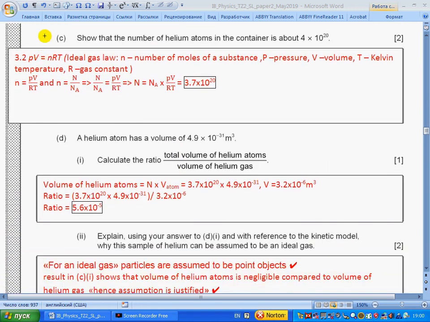C. Show that the number of helium atoms in the container is about 4 times 10 to the 20. So section 3.2 gives us the number of moles. So rewriting for the number of moles and understanding that the number of moles is the number of atoms divided by Avogadro number, rewriting this formula for N, substituting known values, we get 3.7 times 10 to the 20, which is approximately 4 times 10 to the 20.